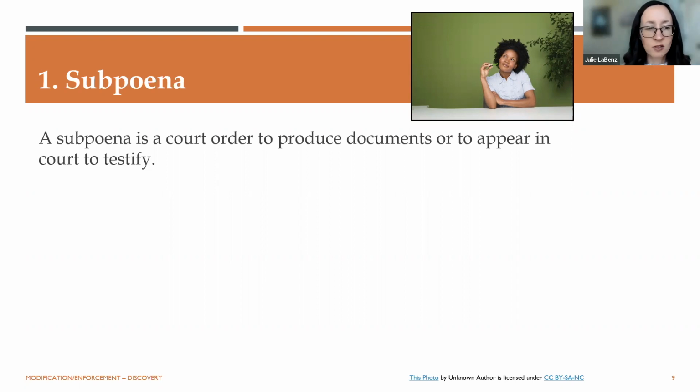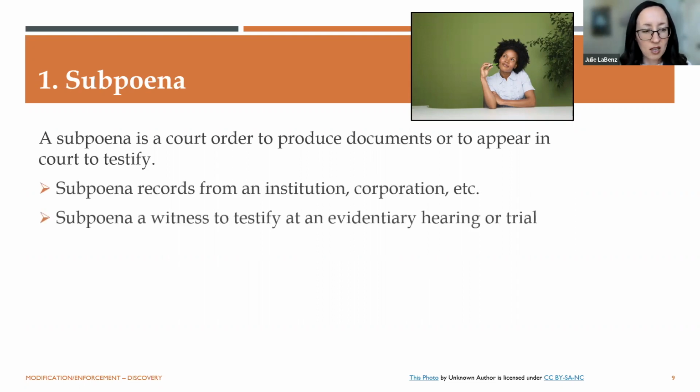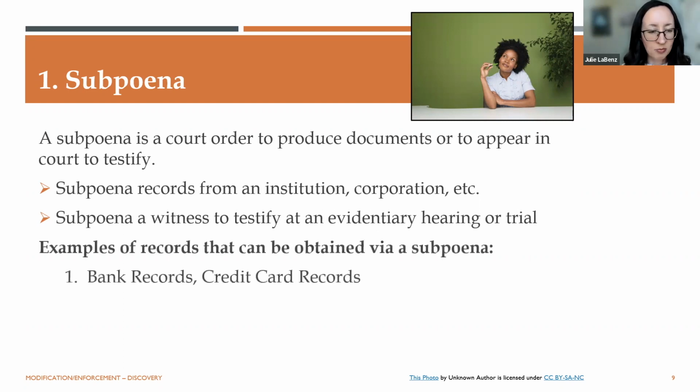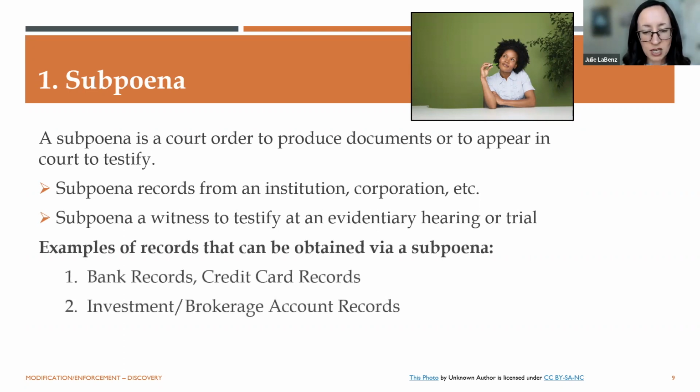Or you can subpoena a person to appear to testify in court. So you can subpoena records from an institution or a corporation or something like that. You can subpoena a witness to testify. Some examples of records that can be obtained via subpoena: bank records, credit card records, investment, brokerage account records, counseling records. So really any type of records from an institution that are relevant to your case, you can potentially subpoena those.